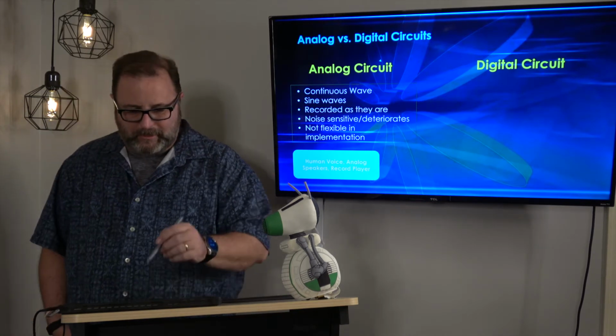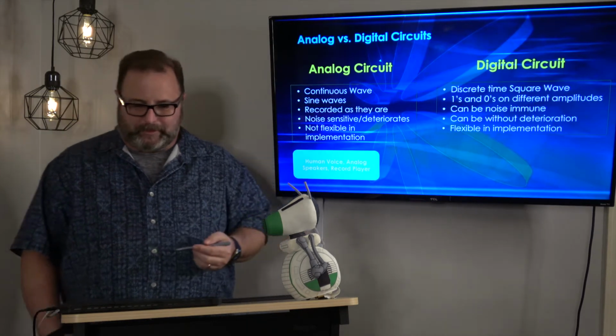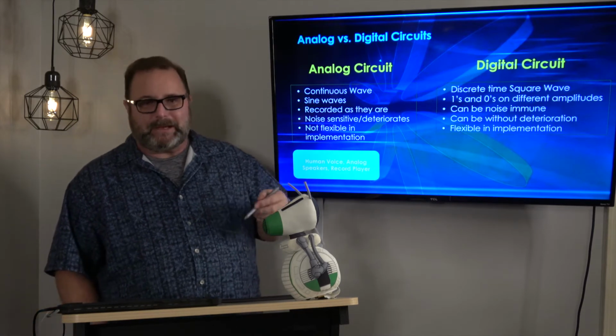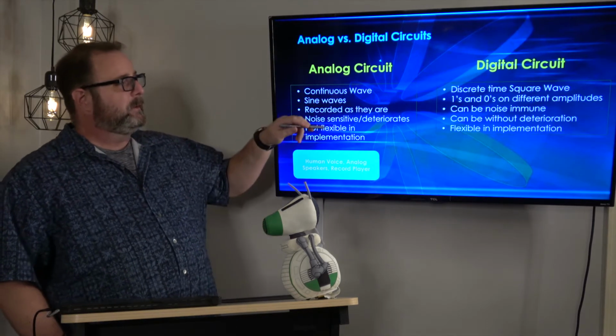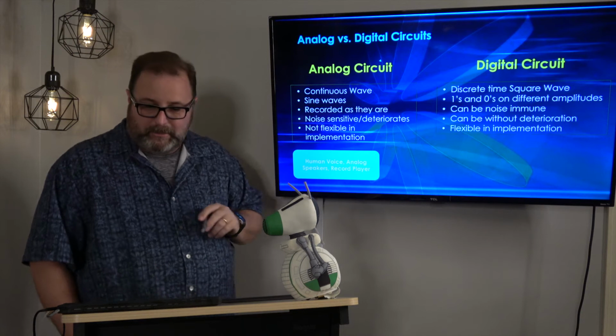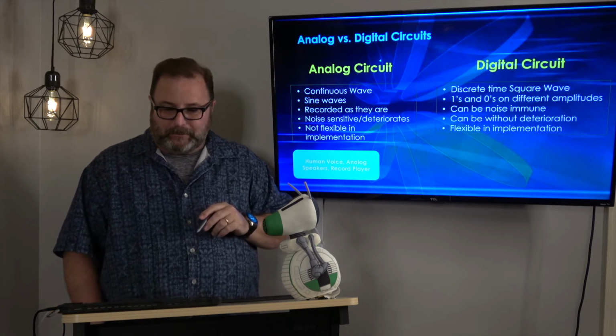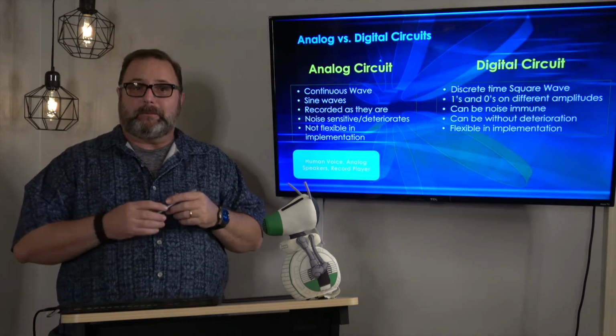I already said that. All right. So a digital circuit. This is a discrete time square wave. All right. And it's ones and zeros. Different amplitudes. And it can be noise immune.